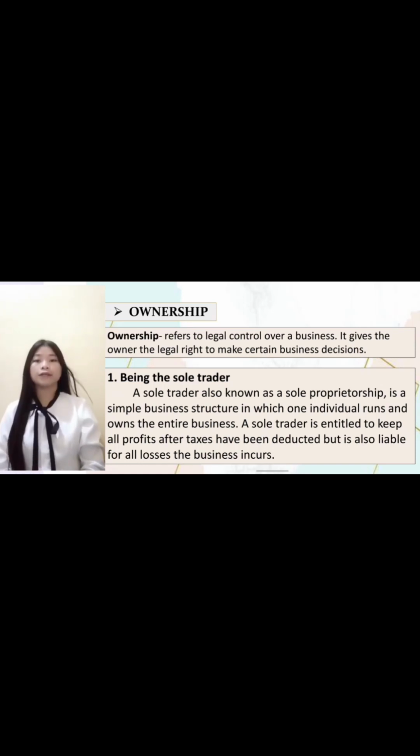Being a sole trader. A sole trader, also known as a sole proprietorship, is a simple business structure in which one individual runs and owns the entire business. A sole trader is entitled to keep all profits after taxes have been deducted, but is also liable for all losses the business incurs. For example, Anna is the owner of this small clothing store. Because she is the owner, she has the right to decide what product to sell, how much to price them, and how to promote them.